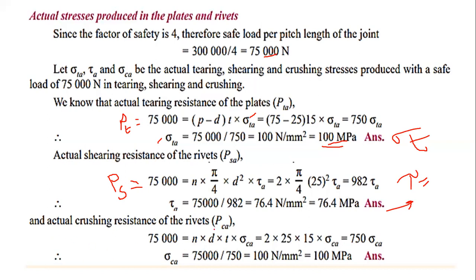Now this is the crushing strength, PC. Crushing strength PC equal to N into D into T into sigma CA. N is the number of rivets. D into T is the crushing area. Sigma C is the crushing stress. From this formula, you have to find out the value of crushing stress, sigma C. Sigma C equal to 100 megapascal. 1 megapascal equals 1 newton per mm square. These three are the safe or permissible stresses. Here you can observe 75,000 is the safe load. So I consider PT, PS, PC equal to 75,000 for determining the safe stresses.